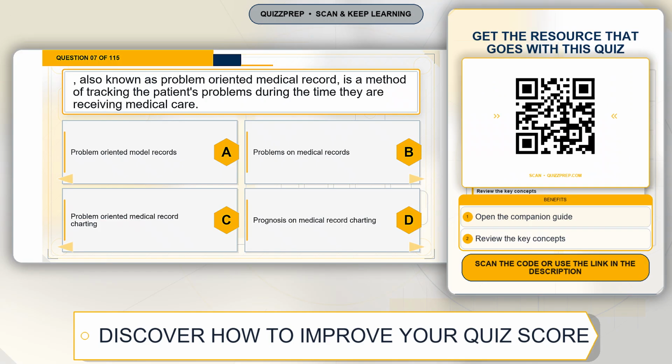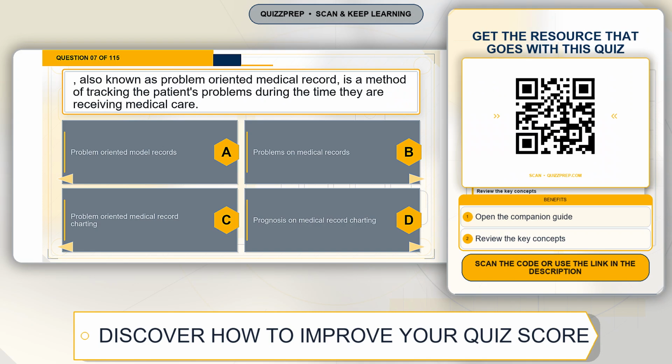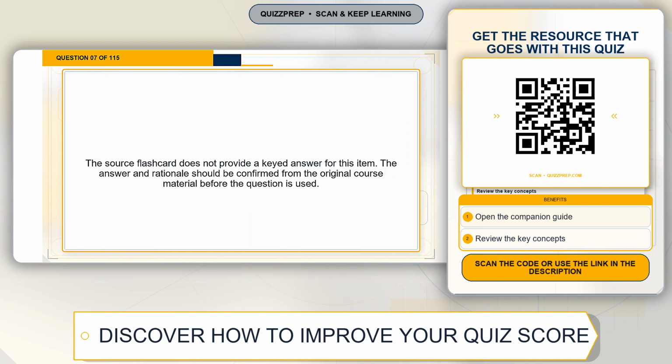Question 7. Also known as problem-oriented medical record, is a method of tracking the patient's problems during the time they are receiving medical care. Option A, problem-oriented model records. Option B, problems on medical records. Option C, problem-oriented medical record charting. Option D, prognosis on medical record charting. The correct answer is now shown. Explanation. The source flashcard does not provide a keyed answer for this item. The answer and rationale should be confirmed from the original course material before the question is used.